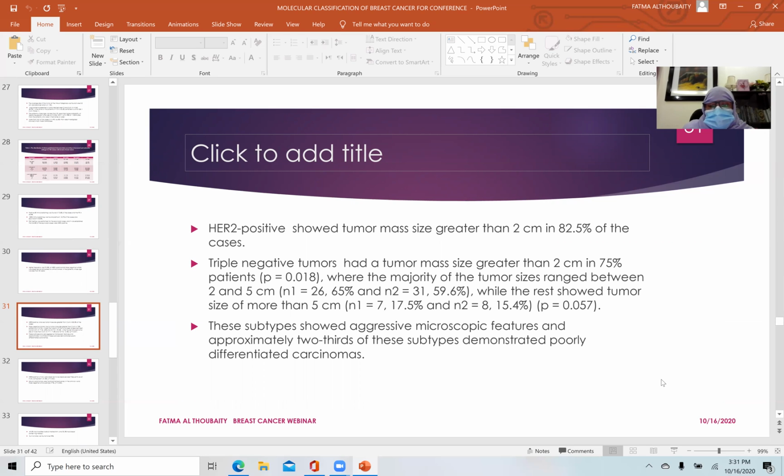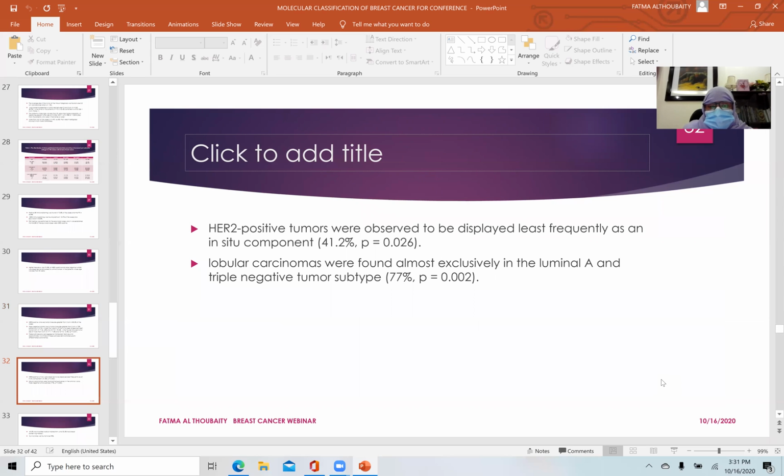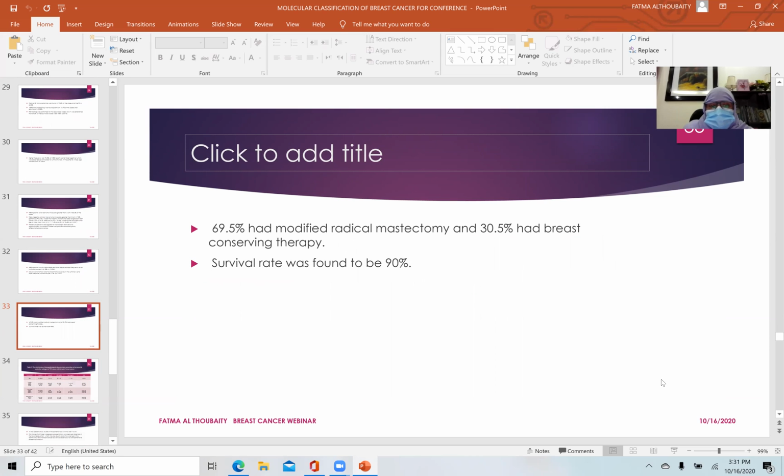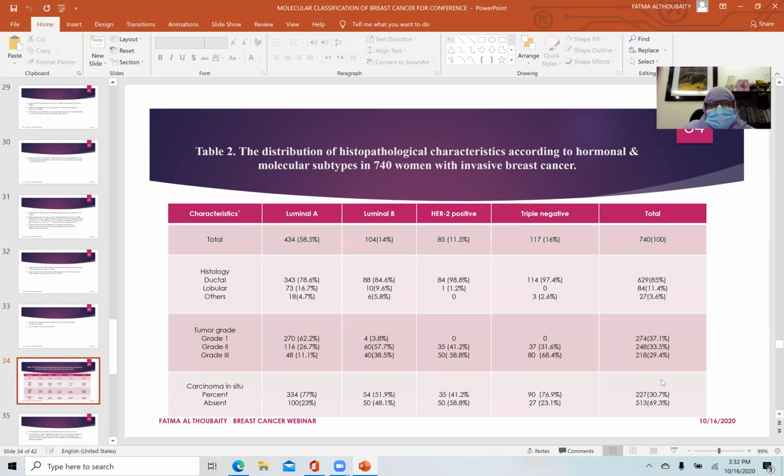These subtypes showed aggressive microscopic features, and approximately 2/3 of these subtypes demonstrated poorly differentiated carcinoma. HER2 positive tumors were observed to display least frequently an in situ component, about 41.2%. Lobular carcinoma was found almost exclusively in luminal A and triple negative tumor subtypes, 77%. 69.5% had modified radical mastectomy and 30.5% had breast conserving therapy. So a high rate of our patients have mastectomy because the tumor is advanced and locally aggressive. Survival rate was found to be 90%.